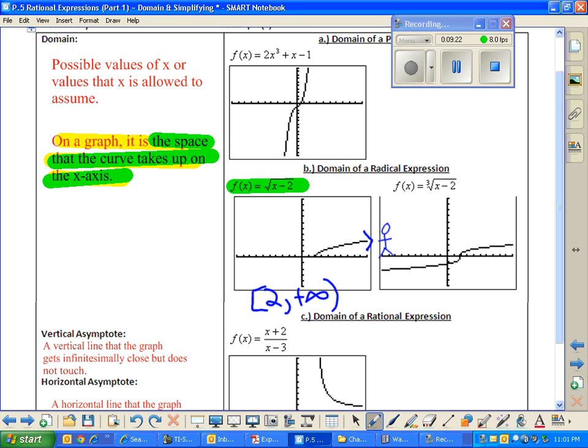Notice that there was a bracket around the 2 because the 2 is an actual point. It's a solution for the graph. You could plug 2 into this function. 2 minus 2 is 0. The square root of 0 is 0. 2 comma 0 is your first point. So it starts at 2 and heads towards positive infinity.